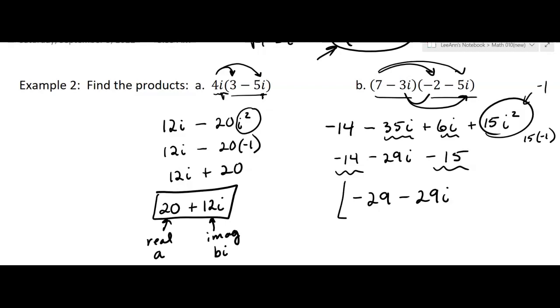Now it's in a plus bi form, standard form, which is what we wanted. Okay, so it turns out that these complex numbers are, we say they're closed under addition, subtraction, multiplication, and division too. But what that means is I can always put my answer in a plus bi form.